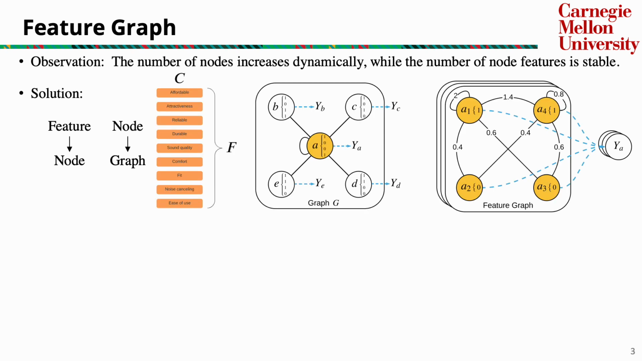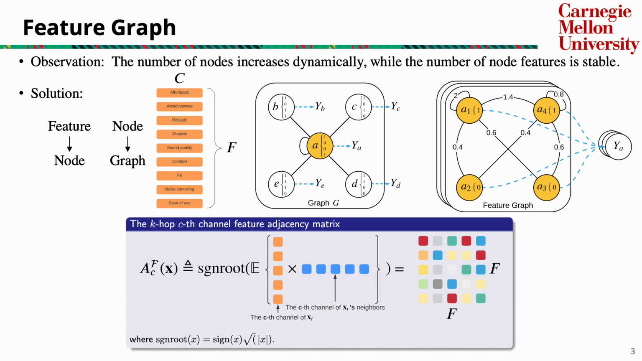For a node with F features and C channels, we take each feature as a node. Thus, in a feature graph, we have F nodes, each of which has C dimension. In a regular graph G, in this example, we have 4 features 1, 0, 0, 1 in node A. In its feature graph shown on the right, we have 4 feature nodes, A1, A2, A3, and A4. In this way, although the number of nodes in a regular graph can increase, the number of nodes in its feature graph is relatively stable. This solves the problem of increasing the number of nodes in a regular graph.